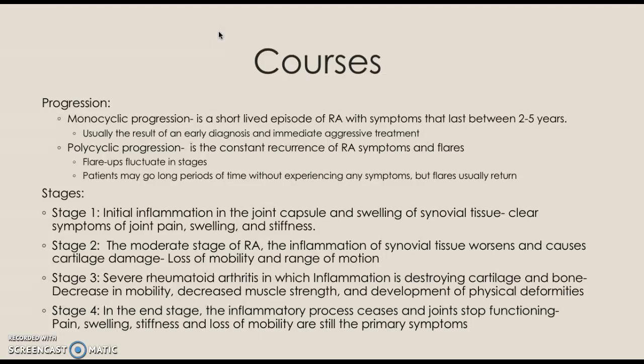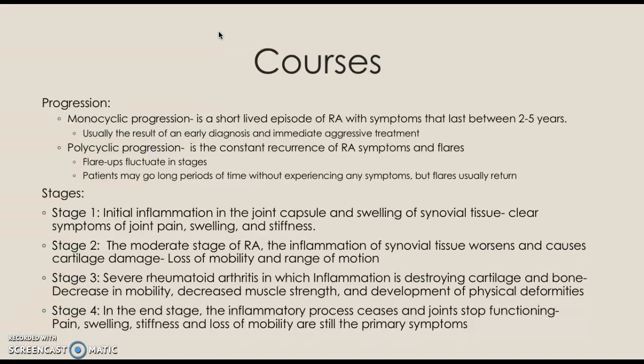The first stage is the initial inflammation stage, in which the joint capsule and swelling of the synovial tissue occur. This results in clear symptoms of joint pain, swelling, and stiffness. Stage 2 is the moderate stage of RA. The inflammation of synovial tissue worsens and causes cartilage damage. This results in loss of mobility and range of motion.